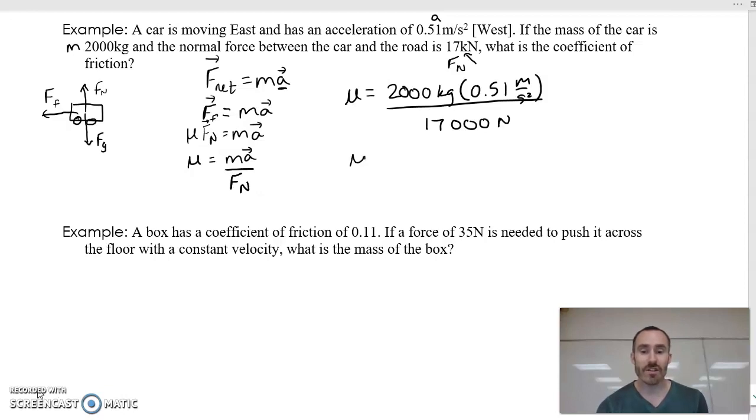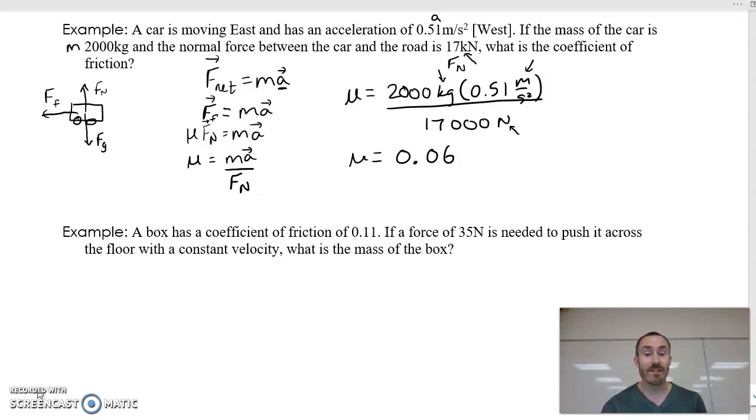So our coefficient is going to be 0.06. That's it. It's got no units on it because notice kilograms up here times meters per second squared gives you newtons. Kilogram meters per second squared is newtons. Divided by newtons on the bottom, you just get newtons divided by newtons, which cancels out. And so you're ending up with just a unitless number, 0.06.